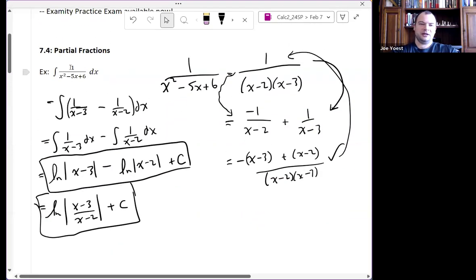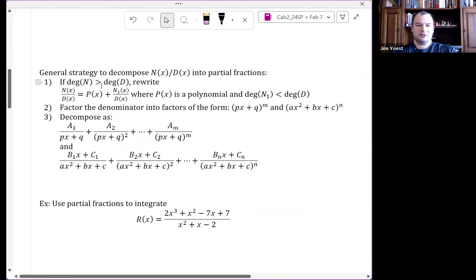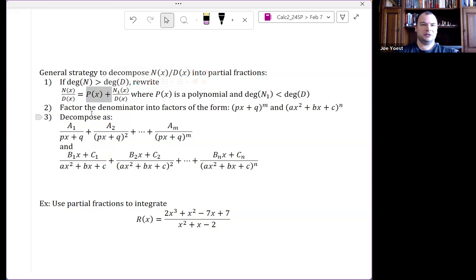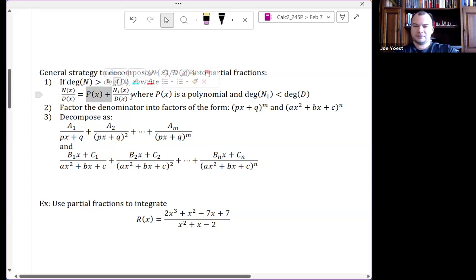So up here, we had a numerator that was degree 0, just a constant, and a denominator that was degree 2, so the degree of the denominator was bigger than the degree of the numerator. We didn't have to break off any polynomial terms. But if the numerator had a larger degree than the denominator, we could break off a polynomial component, some 3x squared minus x plus 1 or something, and then of course we know how to integrate those polynomial terms with no problem. And then we would have a remainder where the degree of the numerator is less than the degree of the denominator.